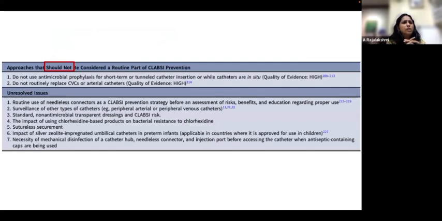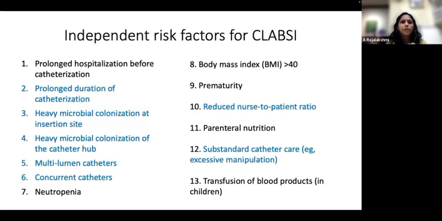So the approaches that should not be considered as a routine part of CLABSI prevention: do not use antimicrobial prophylaxis for short-term or long-term catheters just because the catheter is there. You should not be giving antibiotics. And unresolved issues, there are so many things that are still controversial, which I'm not going to talk about because of less importance for dialysis patients.